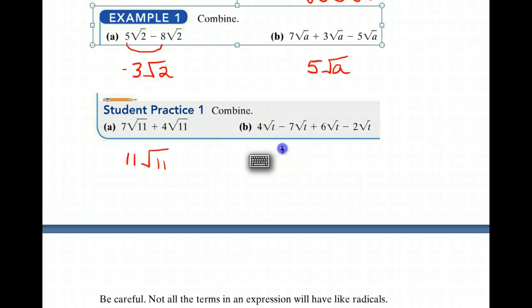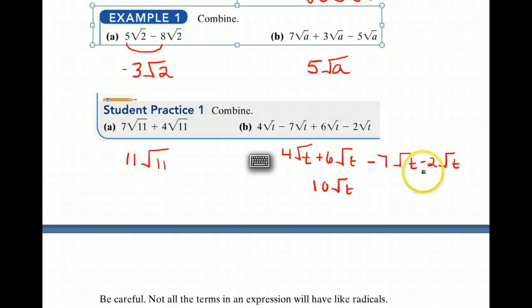Now I may have rearranged my terms as I was doing this to make my math a little bit easier. Remember that we are permitted to rearrange terms using that commutative property. So 4 plus 6 does make 10 root t, and then negative 7 and negative 2 makes negative 9 root t, and then 10 minus 9 makes 1 square root t, which is just square root t as your final answer there.